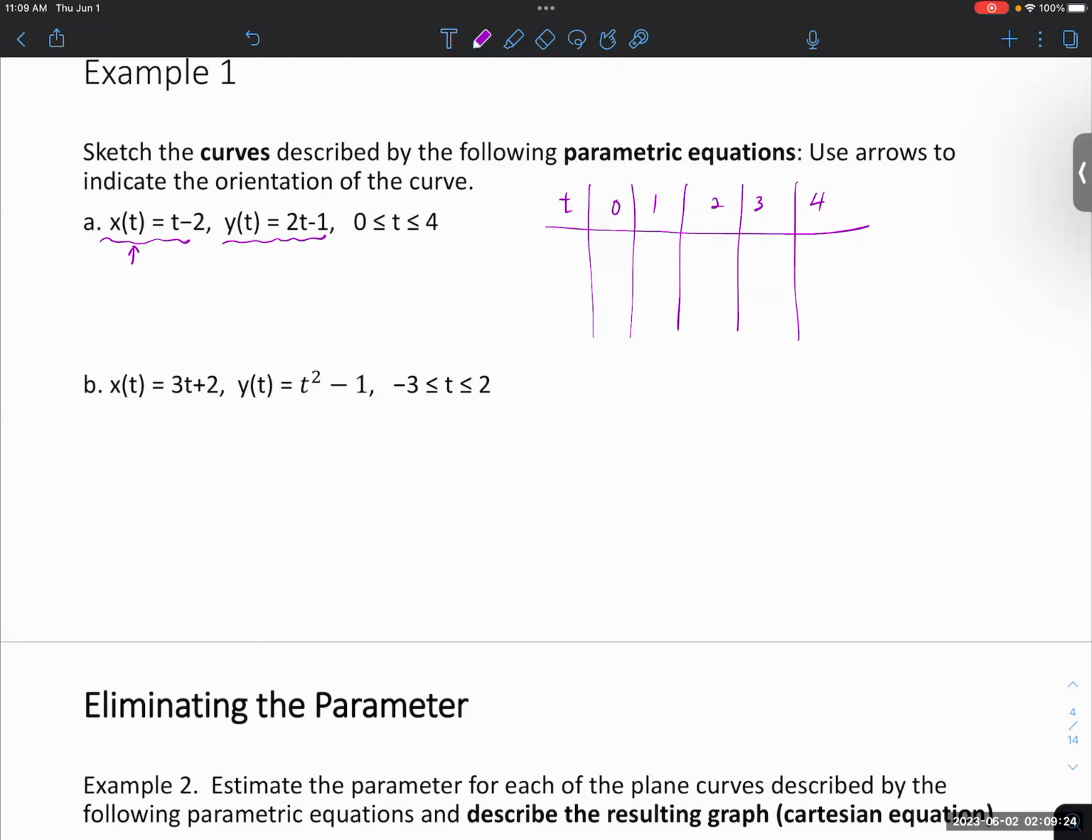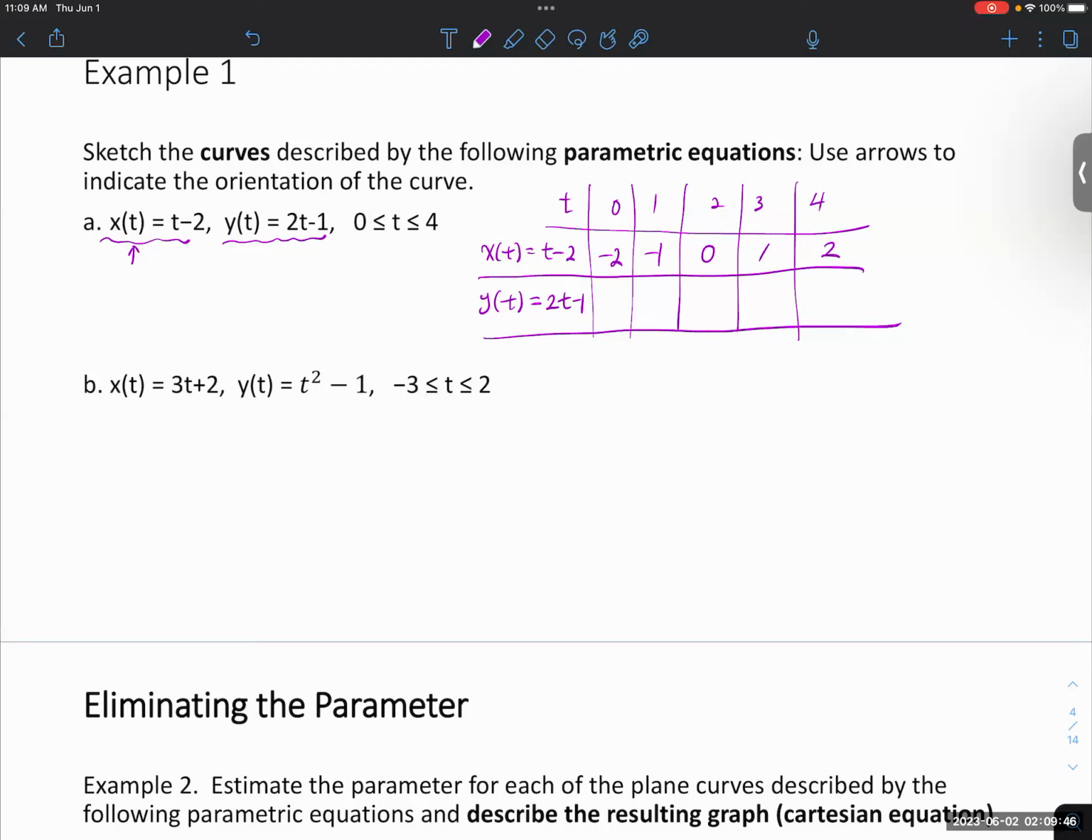And then I have the x function, t minus 2, and the y function, 2t minus 1. We can fill out this table. If t is 0, the first one is going to be -2. Keep plugging in 1 when t is 1. It's going to be -1, 0, 1, 2.